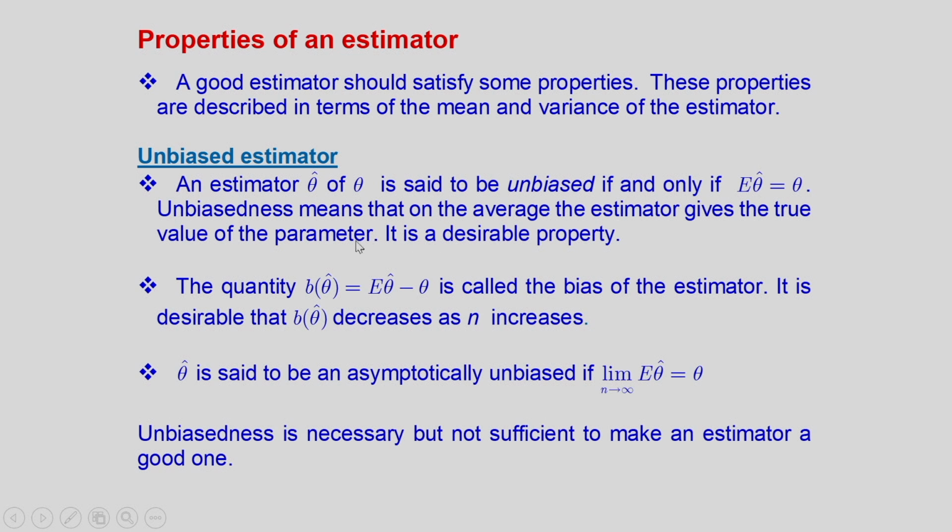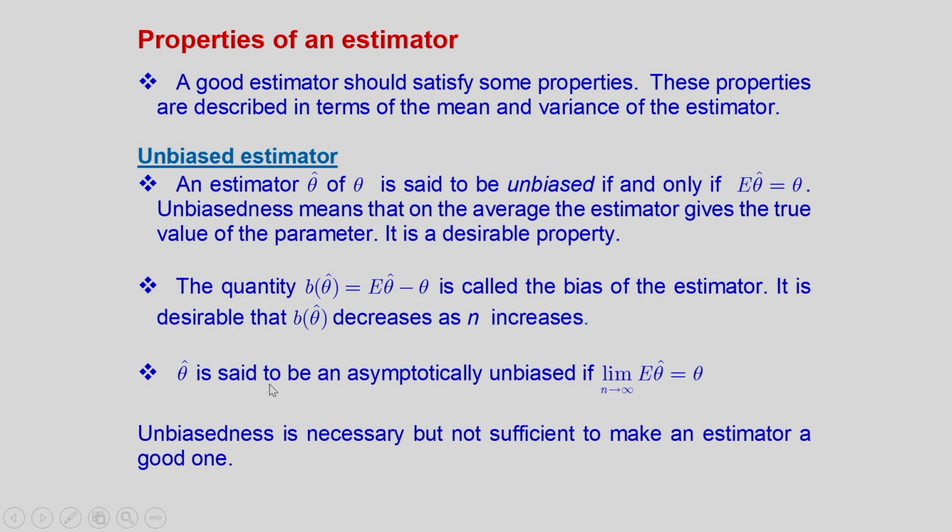Now, suppose theta hat is not an unbiased estimator, then B of theta hat, that is equal to E of theta hat minus theta, is called the bias of the estimator. So, this quantity, the difference between the expected value and the true value, is called the bias of the estimator. It is desirable that B of theta hat decreases as n increases. Eventually, it should go down to 0.